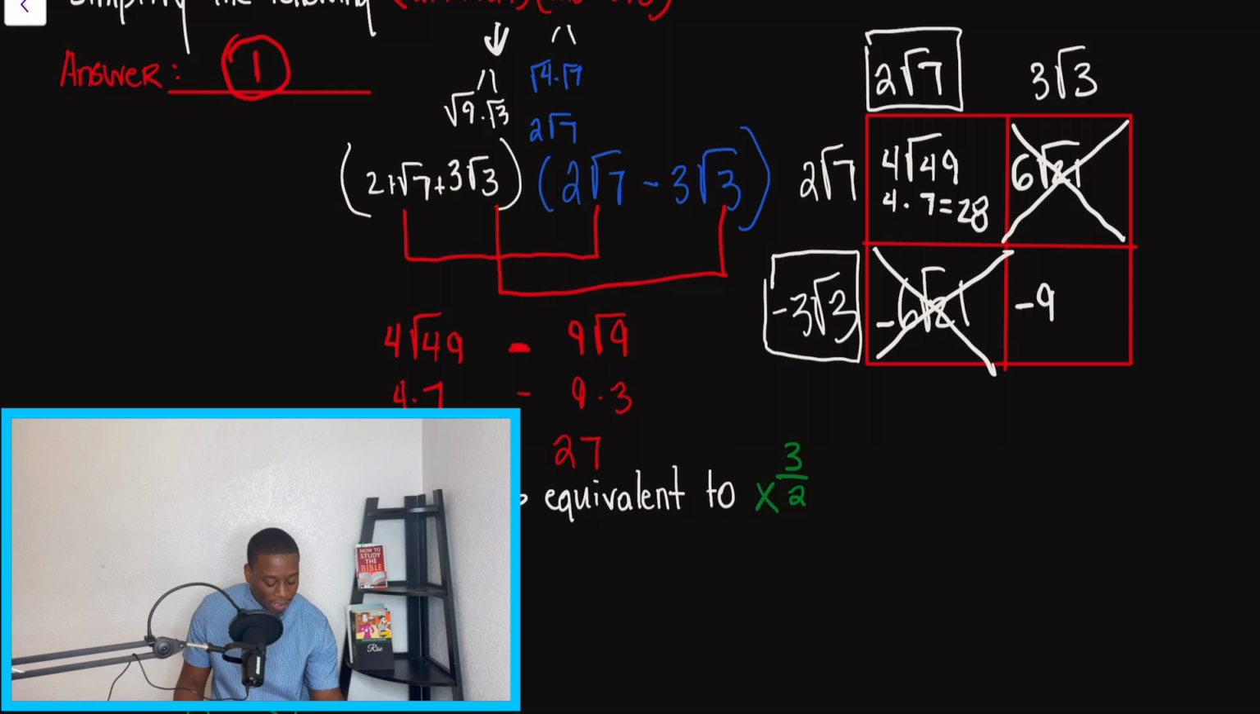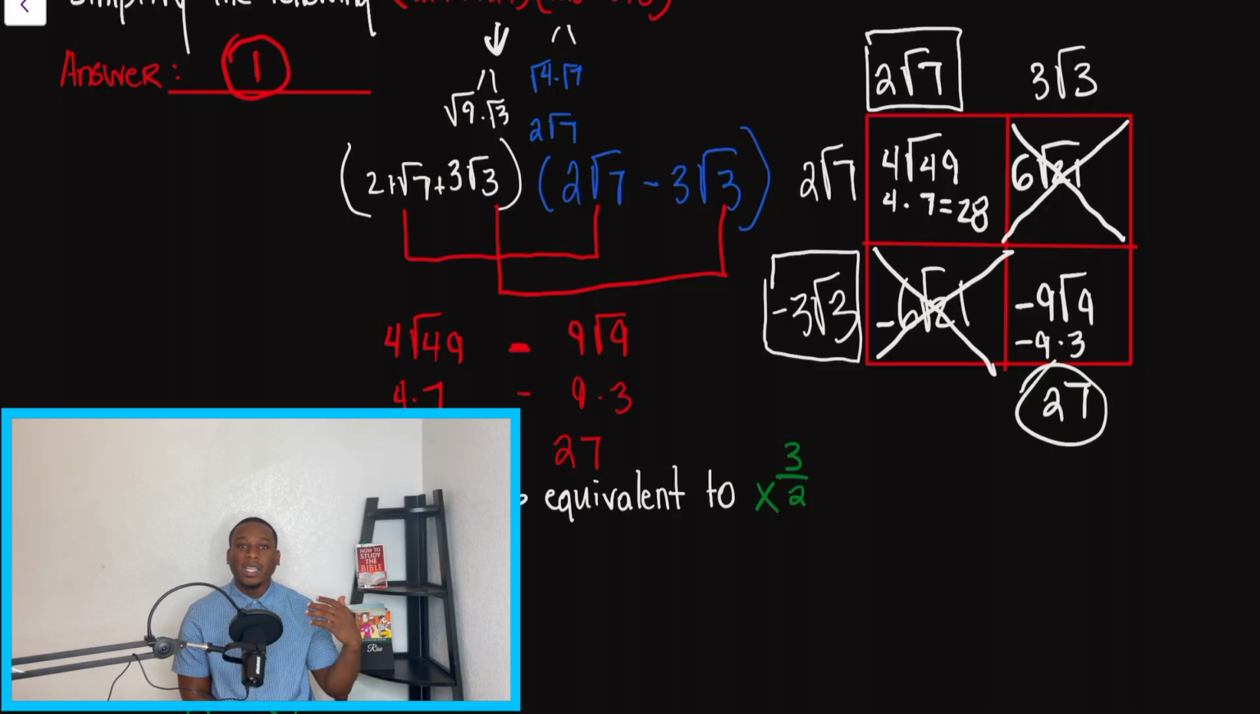And the very last part, like I said, negative 9, radical 9. Once we change that to negative 9 times 3, we'll get 27. And then we'll do our addition and subtraction like I did when we first did the problem.